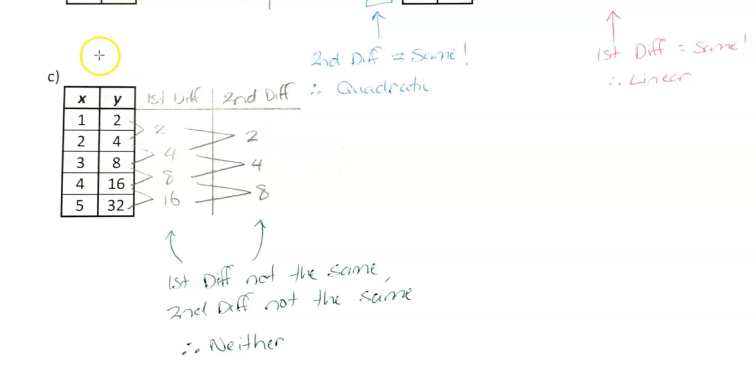Again, if you want to see it in Desmos, you can just graph these pairs of coordinates and take a look at what it looks like. Okay, so those are the three different methods of determining whether your random function is going to be linear, quadratic, or neither.